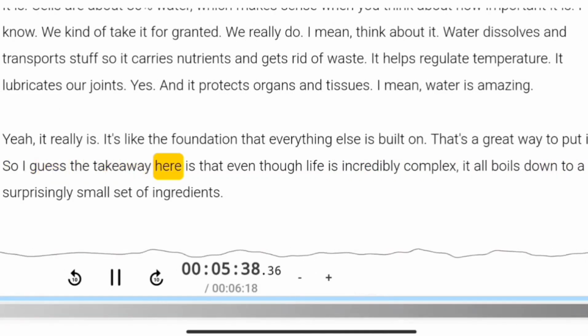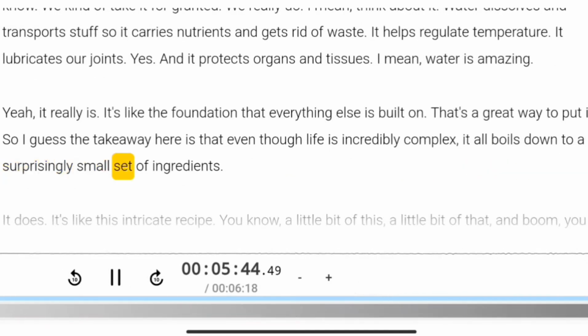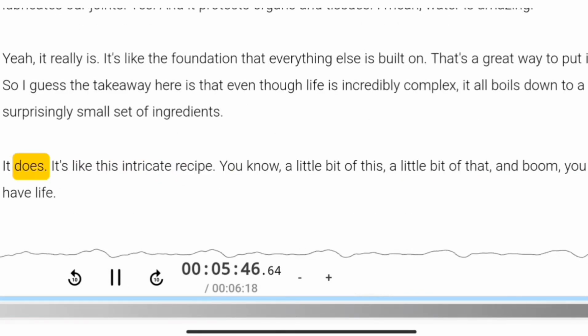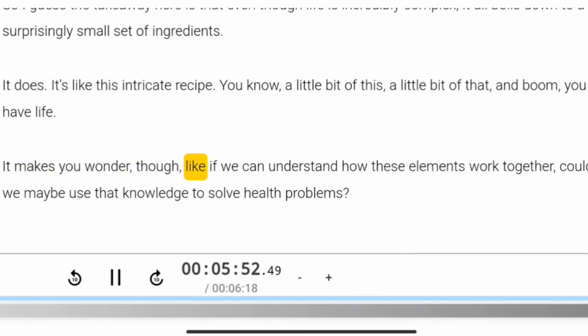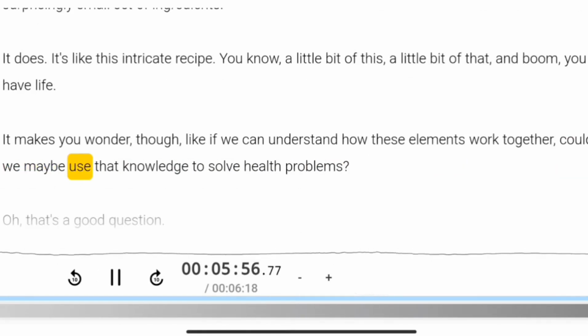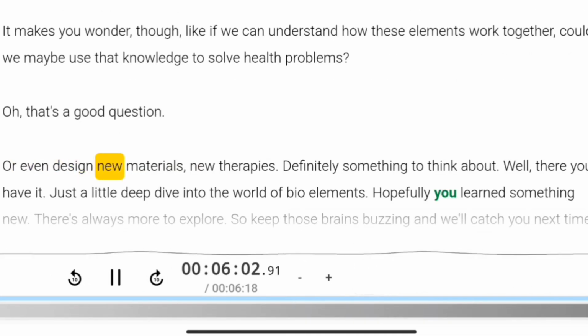So I guess the takeaway here is that even though life is incredibly complex, it all boils down to a surprisingly small set of ingredients. It does. It's like this intricate recipe, you know, a little bit of this, a little bit of that, and boom, you have life. It makes you wonder, though, if we can understand how these elements work together, could we maybe use that knowledge to solve health problems? Ooh, that's a good question. Or even design new materials, new therapies? Definitely something to think about.